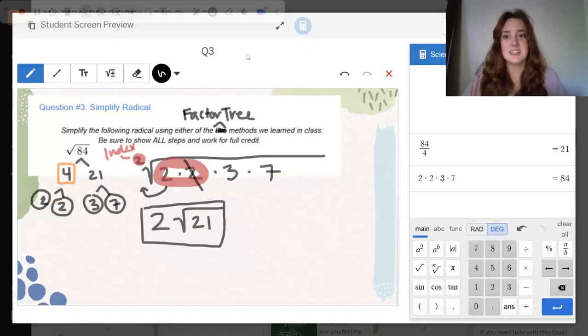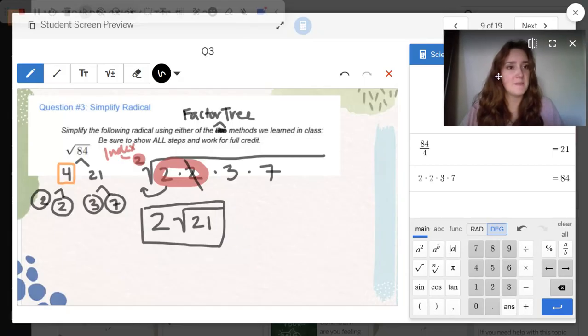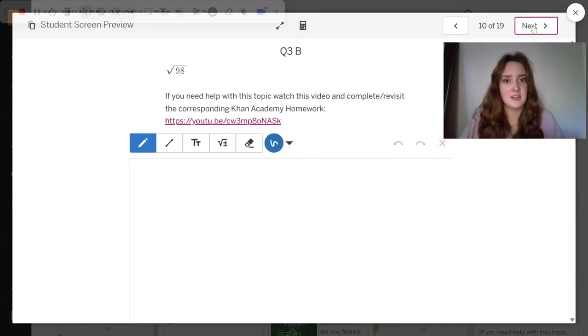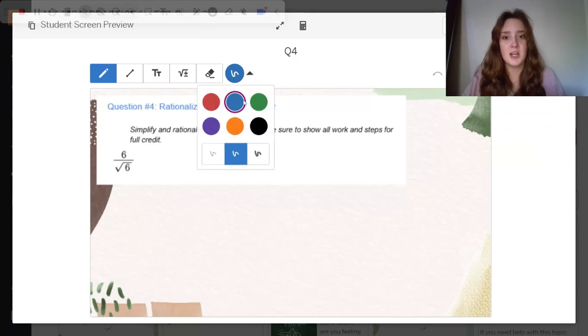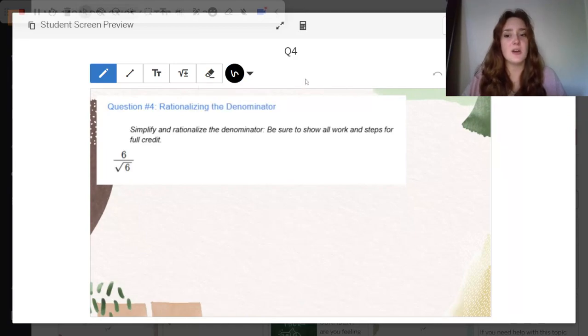All right, excellent. So this is question 3. Let me skip ahead here. That's part B for you to try on your own. And this is question 4, rationalizing. So remember, if we have a radical in the denominator, this is like alarm bells going off. It's not okay. We can't have this. We need to change this. We need to do something.